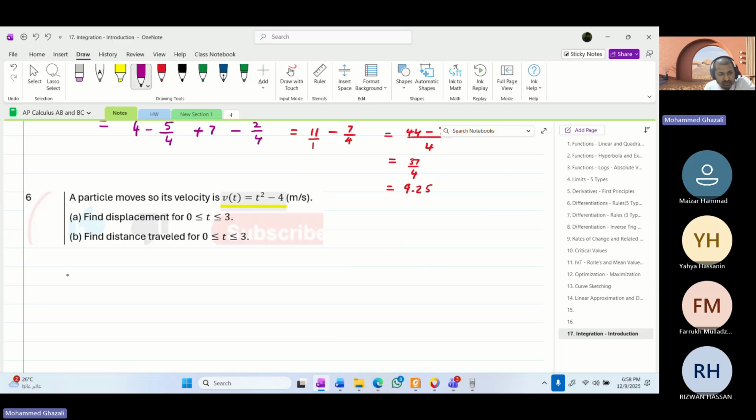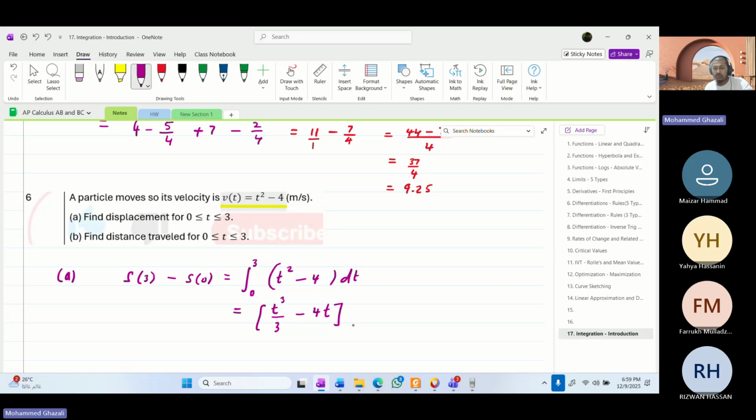Displacement, easy. So you're going to say displacement from 0 to 3 is like saying S of 3 minus S of 0, which is basically the integral from 0 to 3 of t squared minus 4 dt. You're integrating velocity, okay? You can use a calculator, but it's easier to show the working, because t cubed over 3 minus 4t. If it's a free response question, you have to write it.